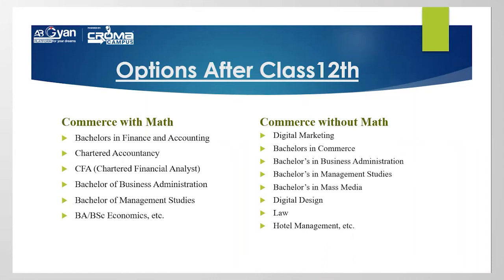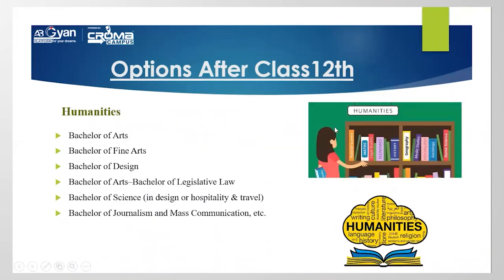Now, if you are from an arts background, what kind of programs can you go for? These are some examples. You can go for BA, or fine arts. In fine arts, we can say theater and so on. There are some universities which provide these kinds of programs. You can go for journalism and mass media communication, and there are a lot of programs that we have not listed here.